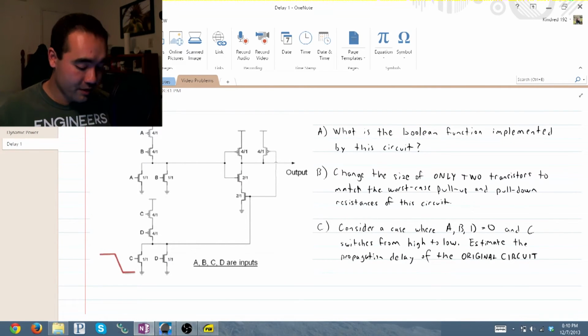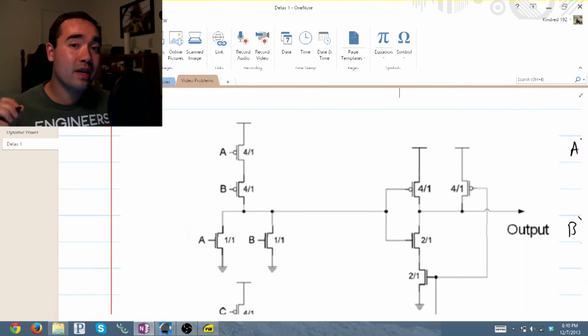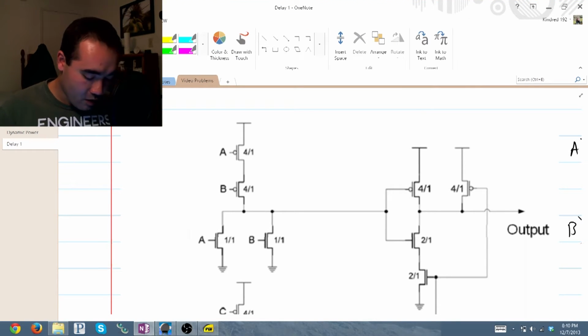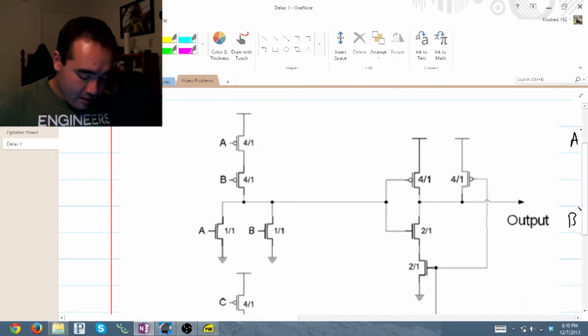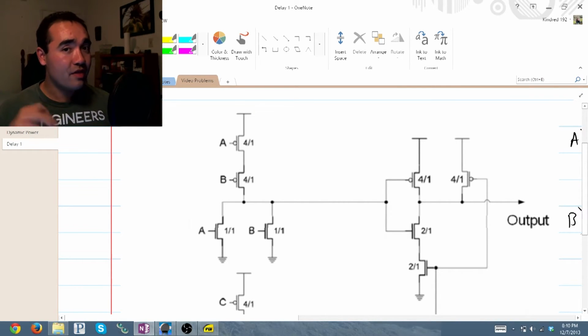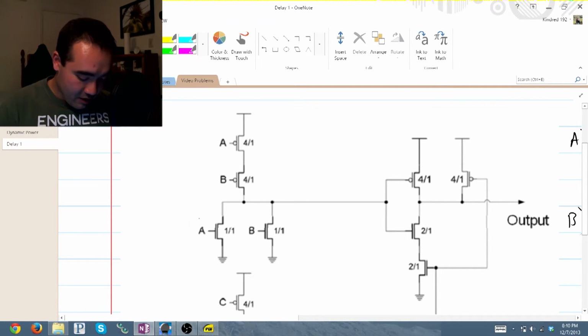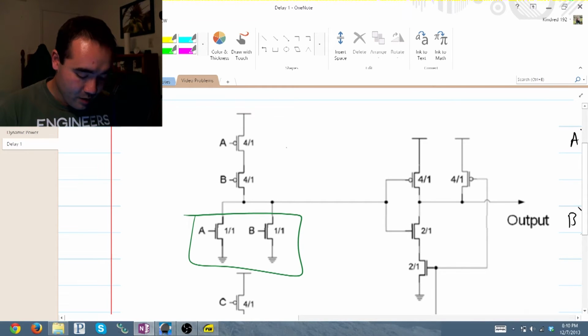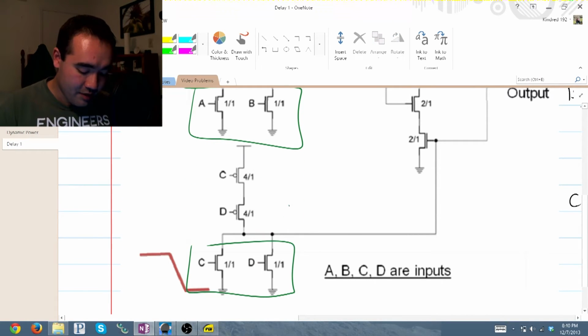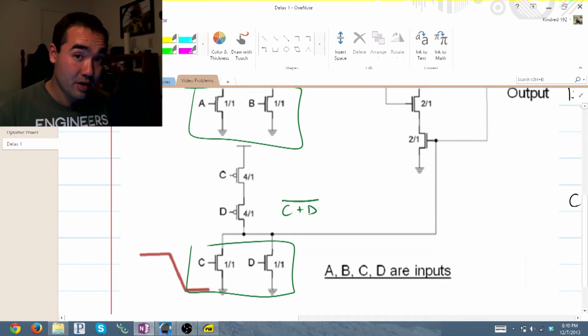So we're wanting to find the Boolean function implemented. Let's just go ahead and zoom into this. We're going to take care of this one stage at a time. That's the easiest way to handle this. Actually, we'll look at this from the NMOS side. Remember that with a CMOS circuit, since the two halves are equivalent, you only have to look at one half of the circuit. So we have this, which is A plus B inverted. The same thing is true down here. You have C plus D inverted.